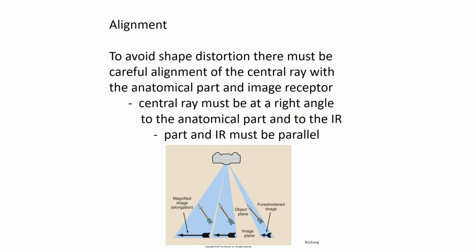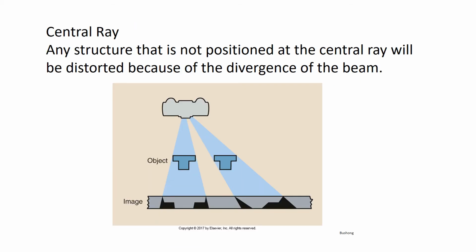As far as alignment is concerned, to avoid shape distortion, there must be careful alignment of the central ray with the anatomical part and the image receptor. The central ray must be at a right angle to the anatomical part and to the IR. The part and the IR must be parallel.